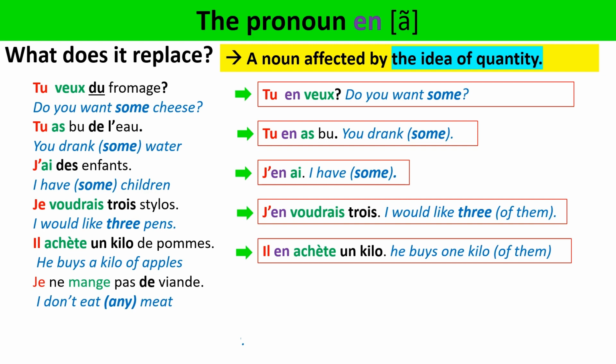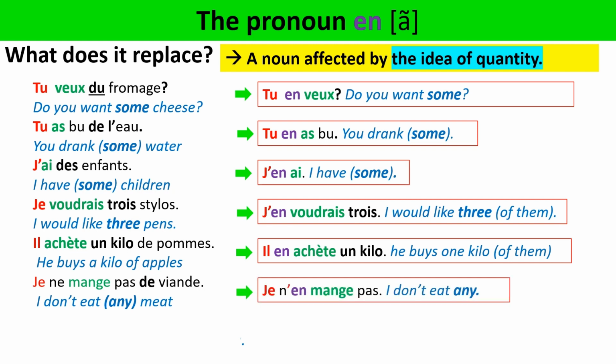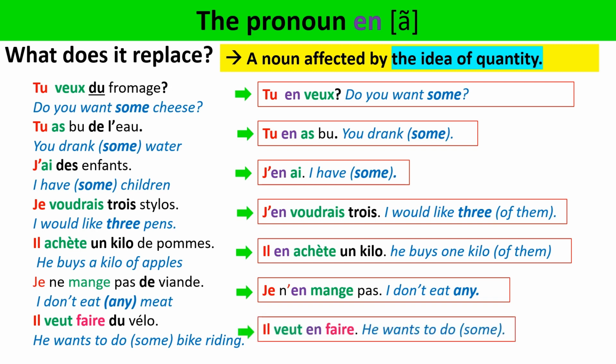Je ne mange pas de viande. If I don't have or don't eat any meat, it means it's no quantity, but it still refers to a quantity, which is nil in this instance. Therefore, we are going to have je n'en mange pas. I don't eat any. And the last example, il veut faire du vélo. He wants to do some bike riding. Therefore, il veut en faire. Note that faire is the infinitive, therefore en goes before it because it's the pronoun.